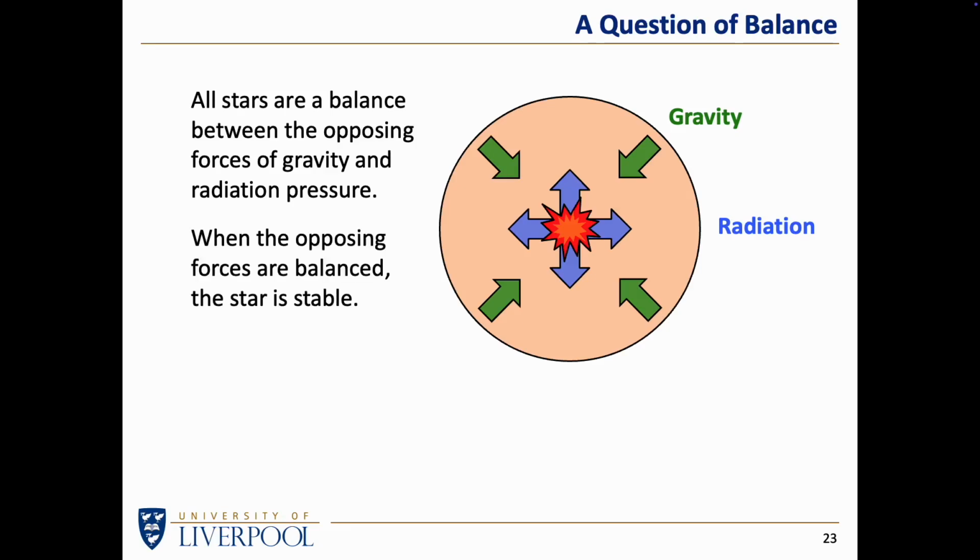When the opposing forces are balanced, when gravity is balanced by radiation, the star is happy, the star is stable, the star is well behaved. But if those forces ever get out of balance, for whatever reason, the star must evolve. As long as they stay balanced, the star is happy for billions of years, perhaps. But as soon as they get out of balance, something has to give, something must change.